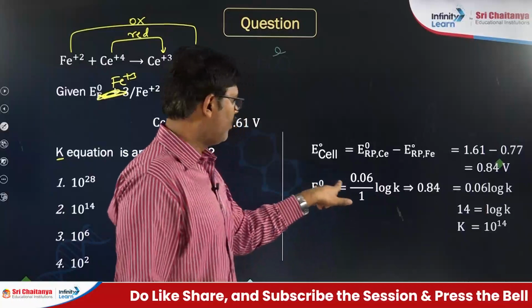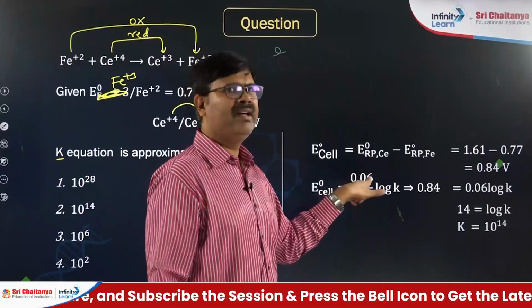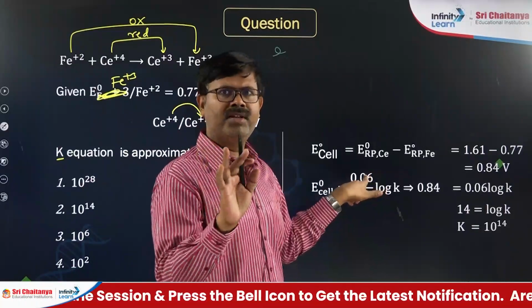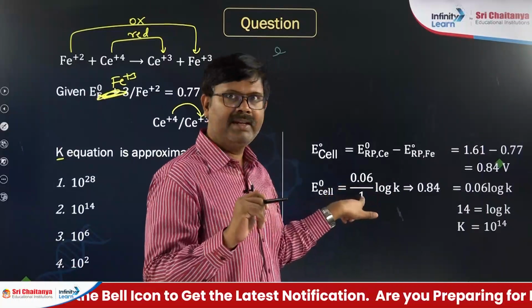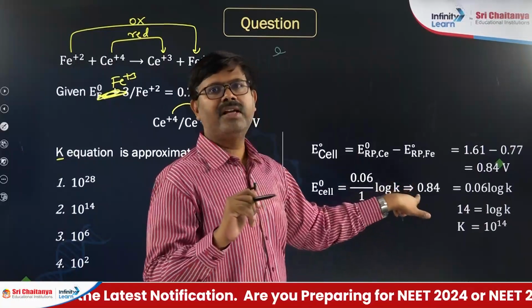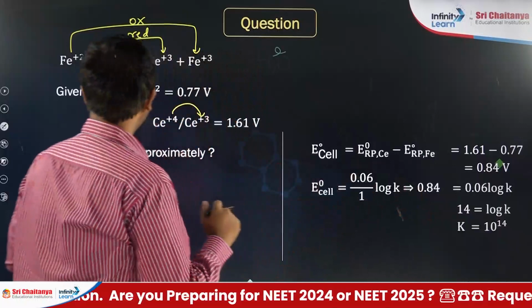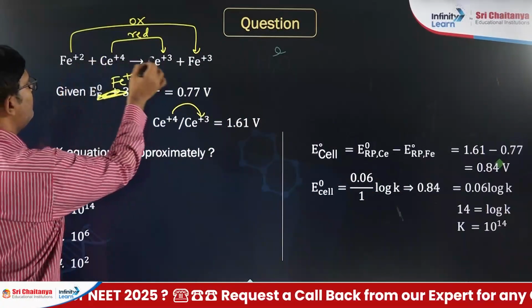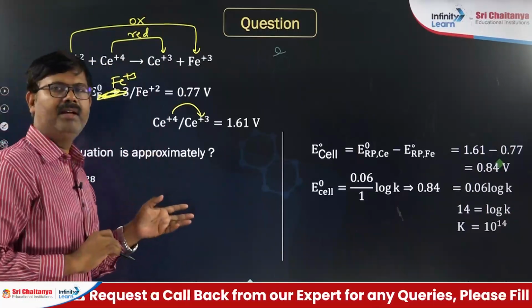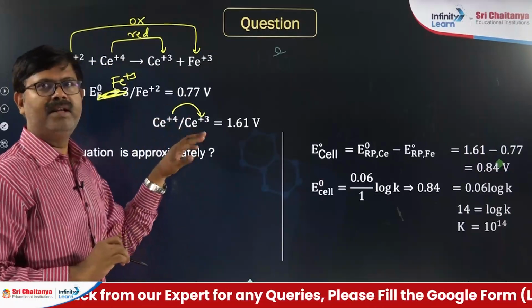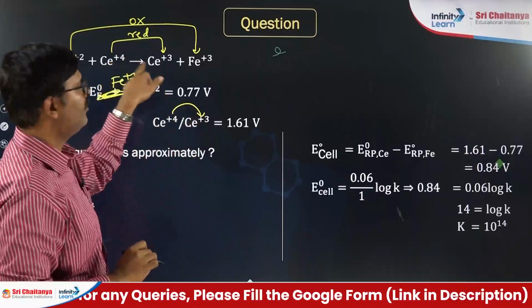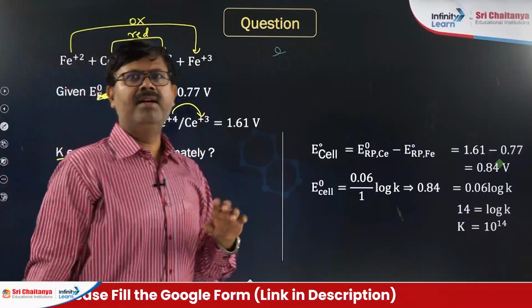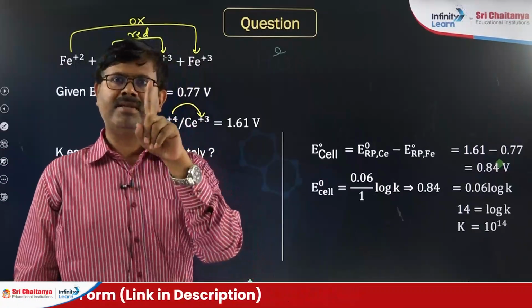Now, we know the formula. E0 of cell is equal to 0.0591, approximately 0.06, divided by n, into log of the equilibrium constant. What is n here? If you look at the electrons, Fe2+ to Fe3+ or Ce4+ to Ce3+, you can take either one, and you will get the moles of electrons as 1.